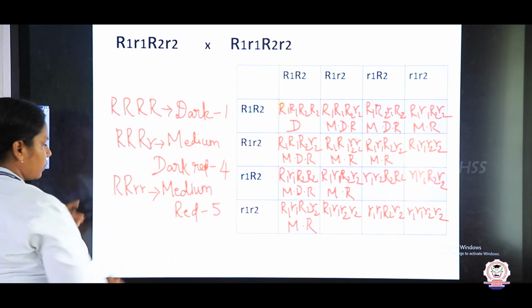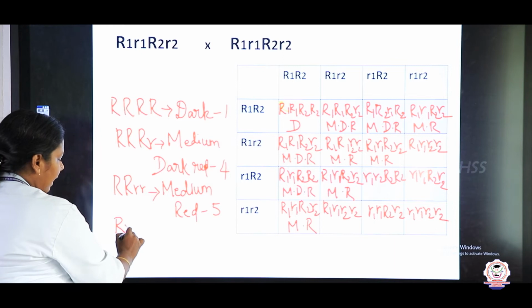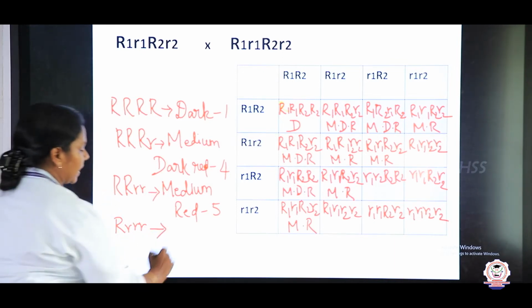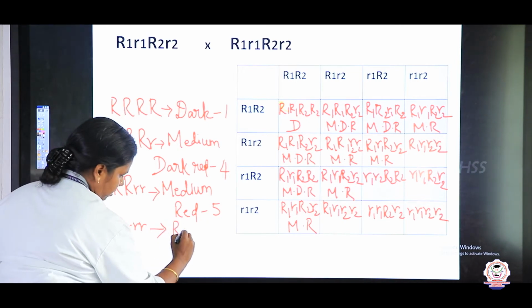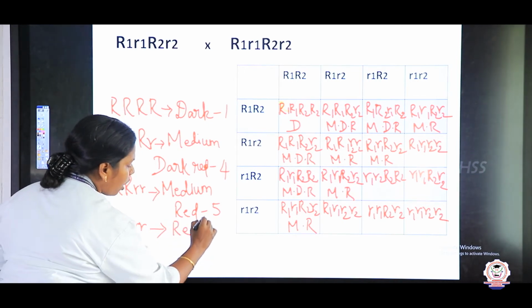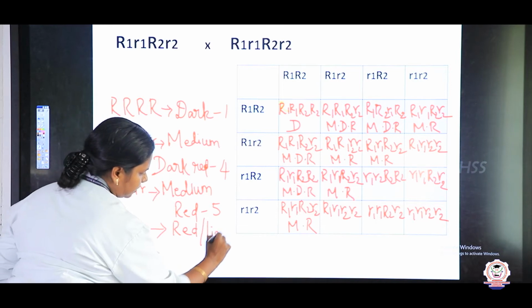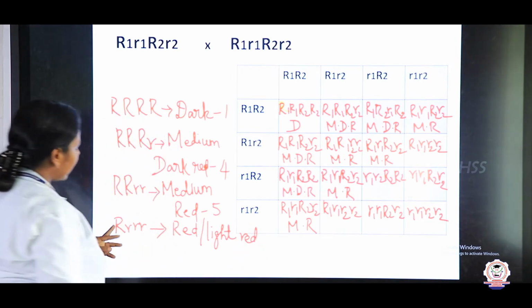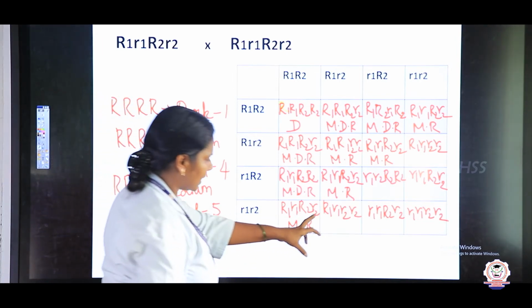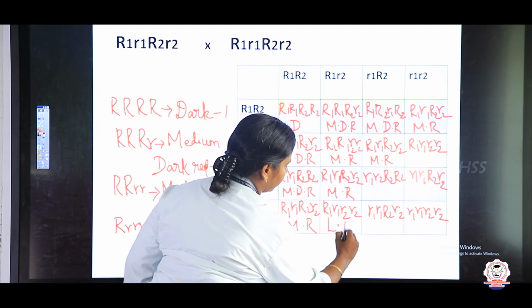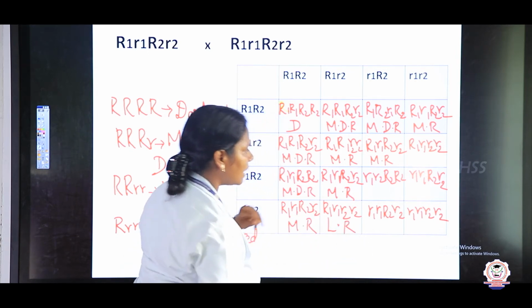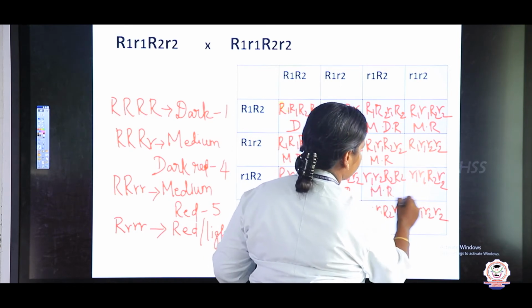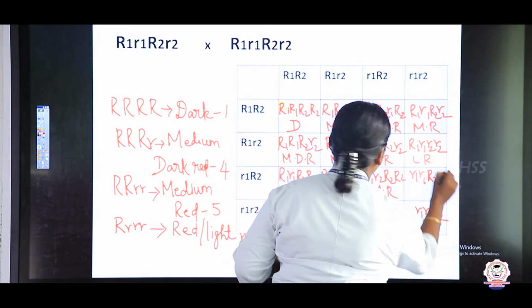And now we are going to find out 1 capital R and 3 small r, right? Then the color of the kernel will be red, or light red. We can say it as light red. So how many alleles have 1 capital R? Let us check here. Here, light red, only 1 R, and then later on it's also medium red, and this one also light red.